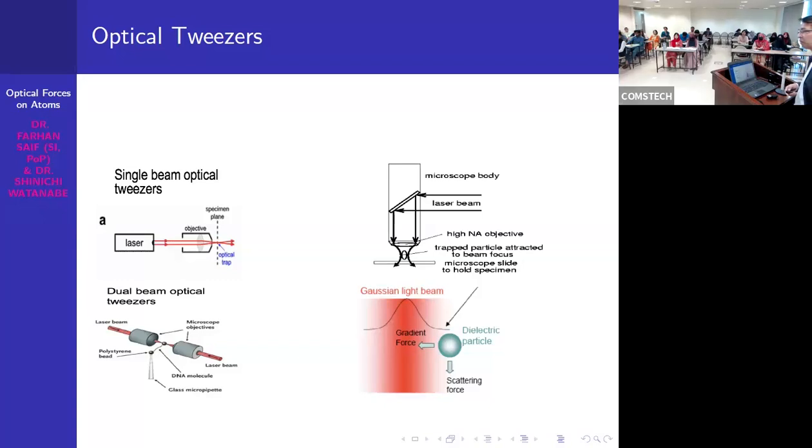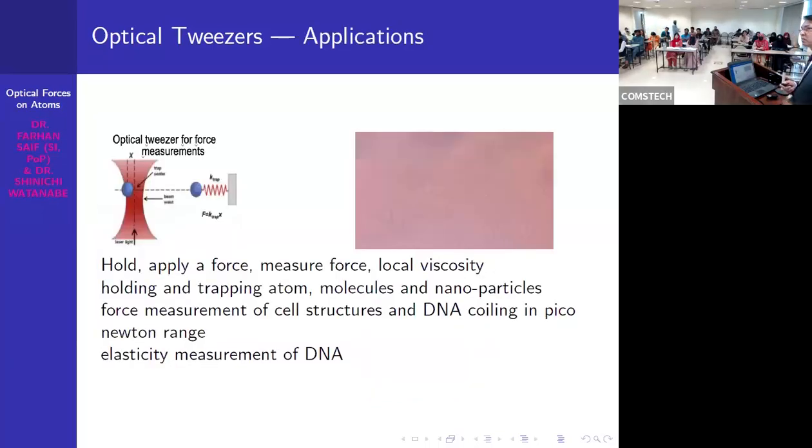We can make dual beam optical tweezers, so it's a finite size optical tweezers, which have some profile which is changing with the position of the field. Now we can use this to attract or repel nanoparticles or particles in general. They can be even living objects like bacteria and DNA and so on. So in this sense, optical tweezers are used in numerous ways. They can hold, they can apply force on some specimen, they can measure force, they can calculate the local viscosity, and holding and trapping atoms starts from here.